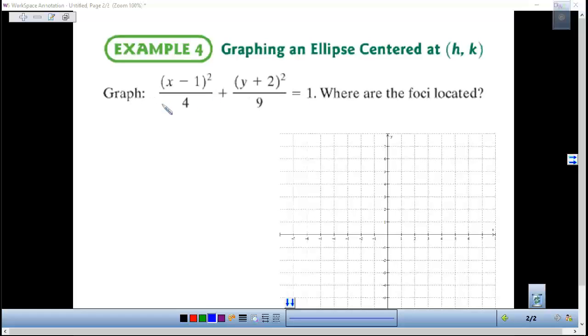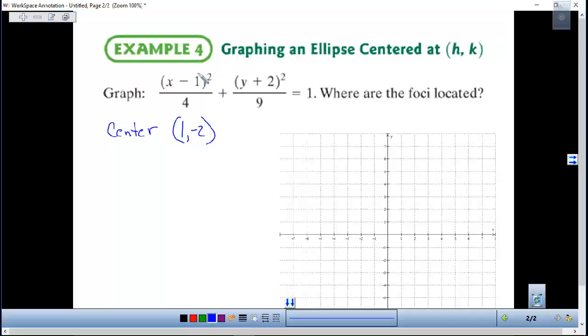All right, so here is what we've got. We've got (x minus 1) squared over 4 plus (y plus 2) squared over 9 equals 1. Where are the foci located? So they want you to graph it and then identify the foci. Now we're going to identify all the key points, and starting off we're going to identify what the center is. Well, the center is going to be (1, negative 2).